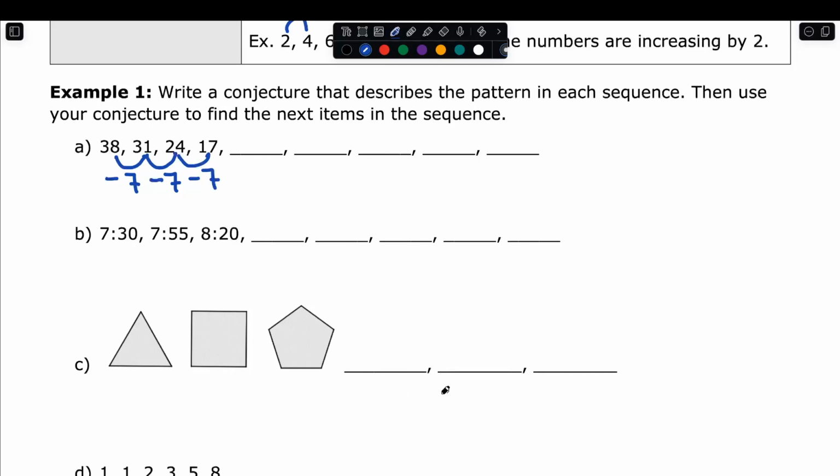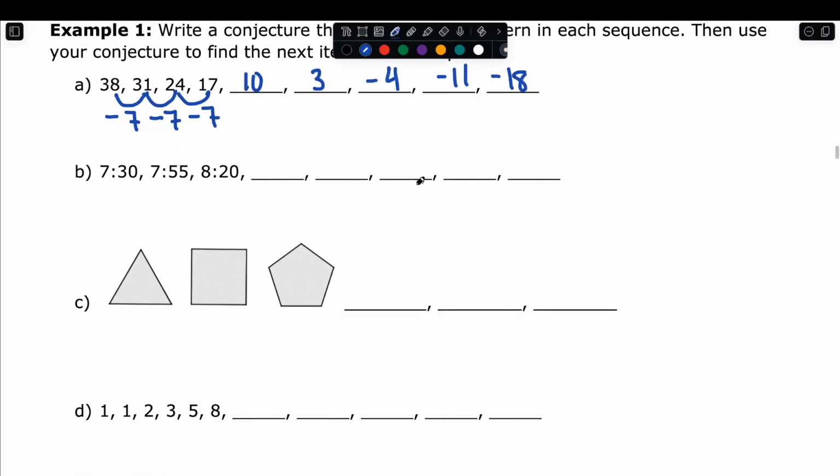Now, if that's the pattern that I want to go with, then I need to write the next items in the sequence. So continuing on from 17, minus 7 should give me 10. Minus 7 should give me 3. Then negative 4, negative 11, negative 18.